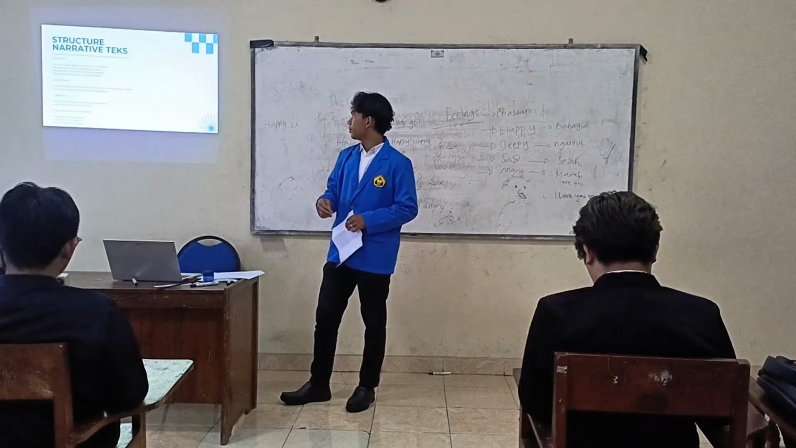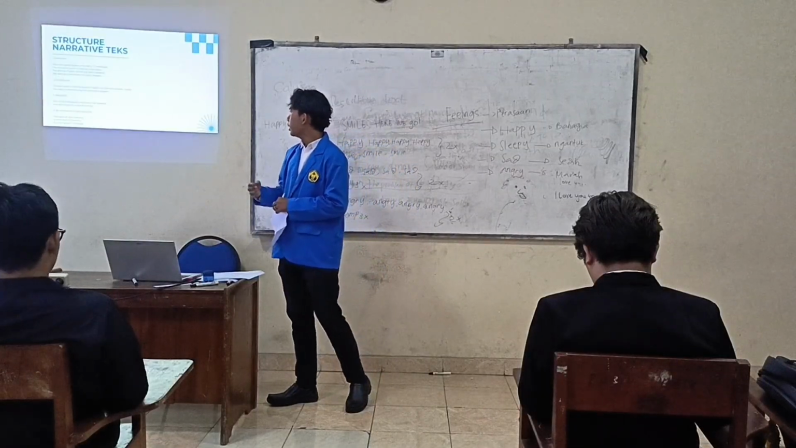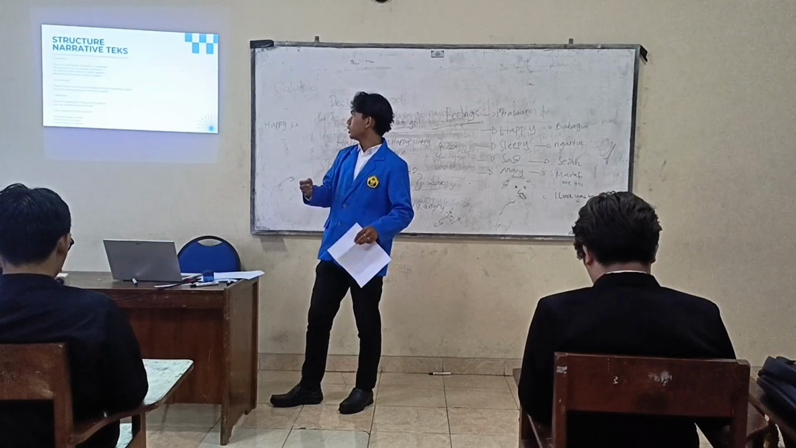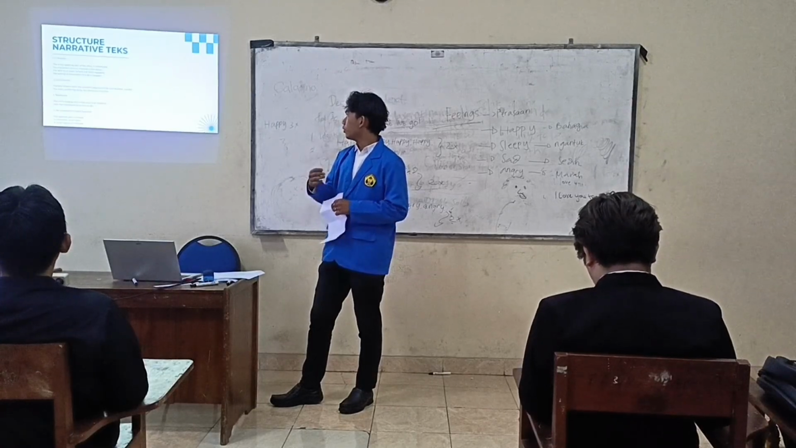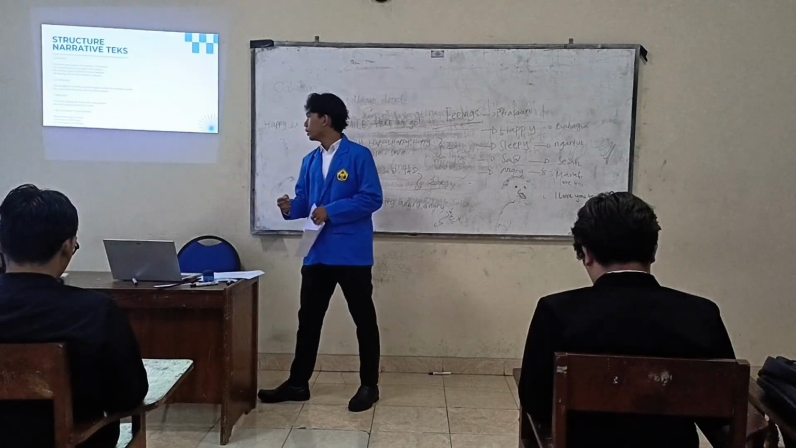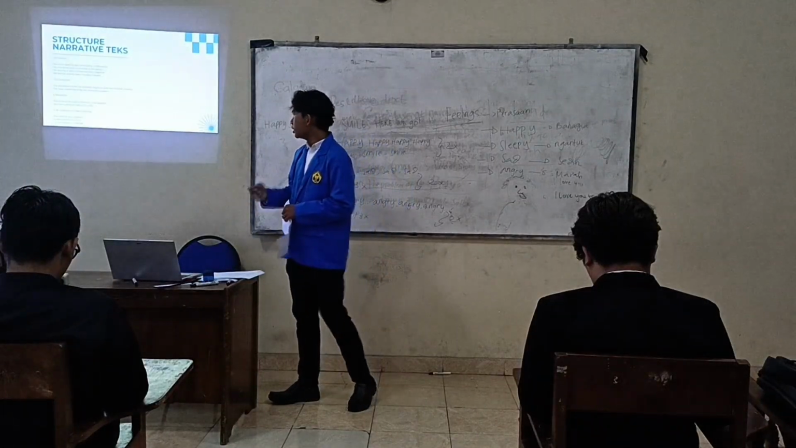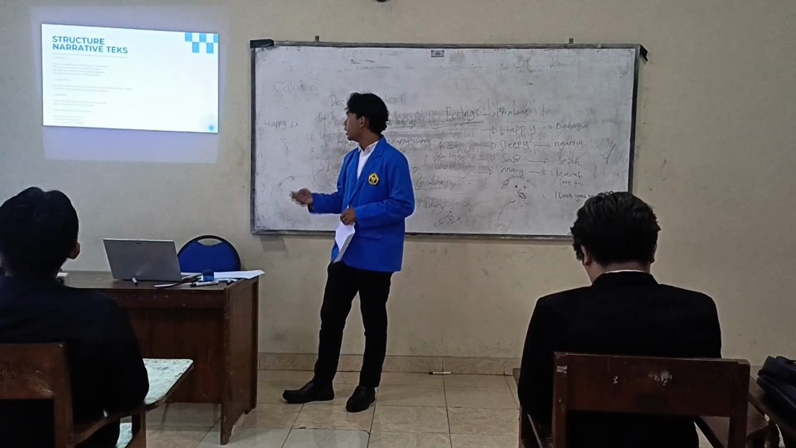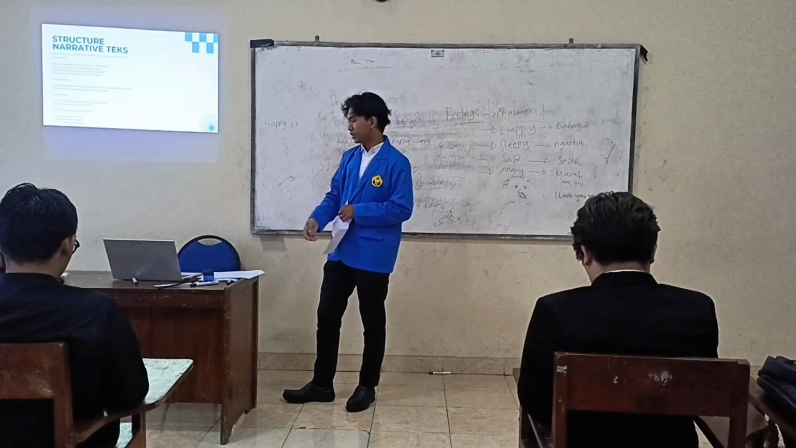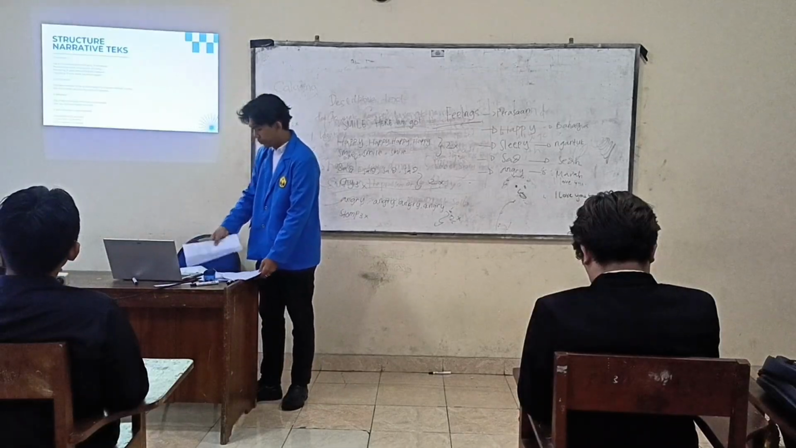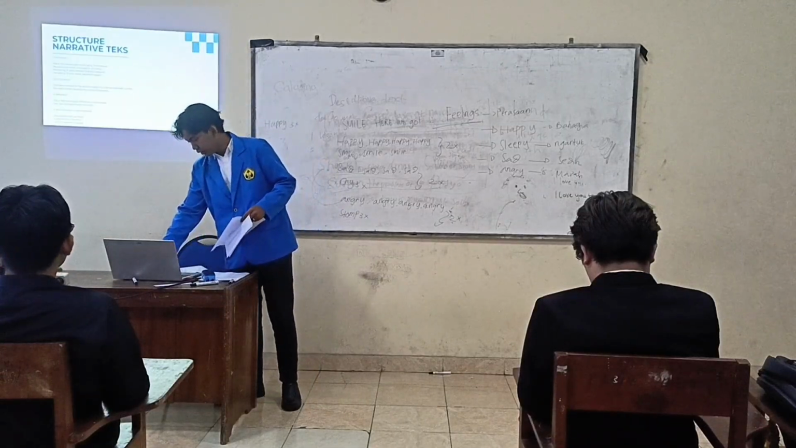3. Resolution. This is the ending part of the story that explains how the character solved the conflict. And then 4. Reorientation, which is optional. This optional part contains a conclusion of the story, a moral lesson or message. And then I give you an example of a narrative text.